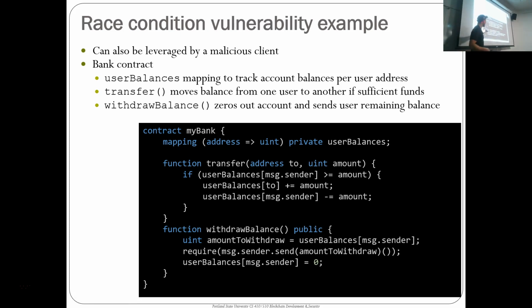It says the amount to withdraw is my user balance. This is withdrawing my entire balance. So it figures out how much I'm going to withdraw based on my balances, sends the balance to myself, and then clears out my account. So what is the issue with this particular construction? Because it looks reasonable.